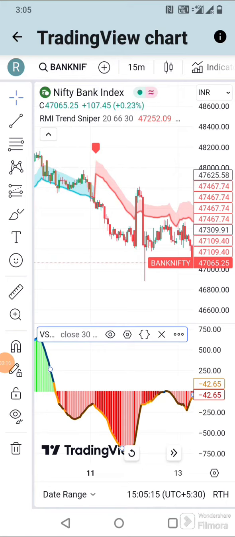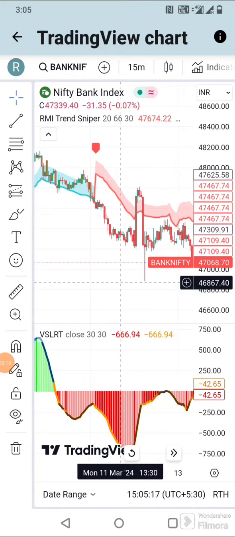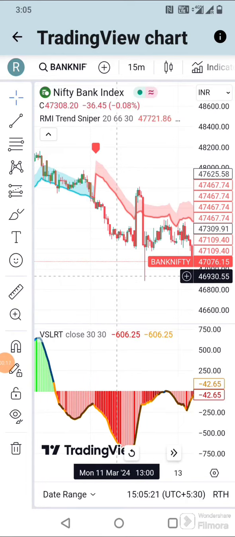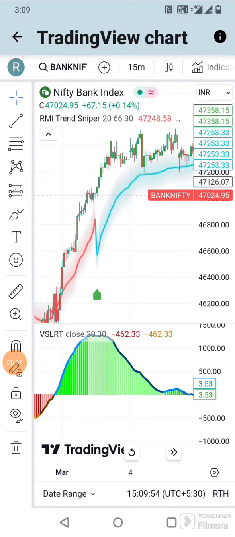When the RMI trend sniper gives you the red signal along with the volume supported indicator gives you the red histogram, sell the call. When the RMI trend sniper gives you the green signal along with the volume supported indicator gives you the green histogram, buy the call.